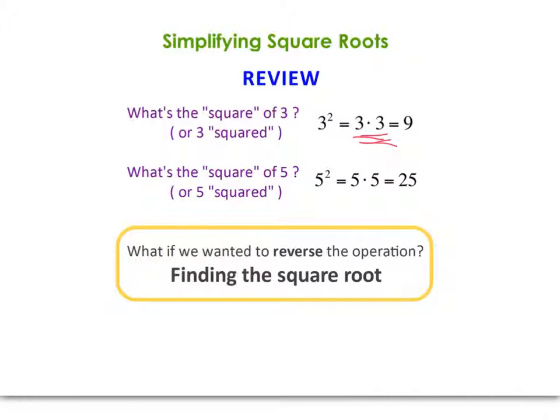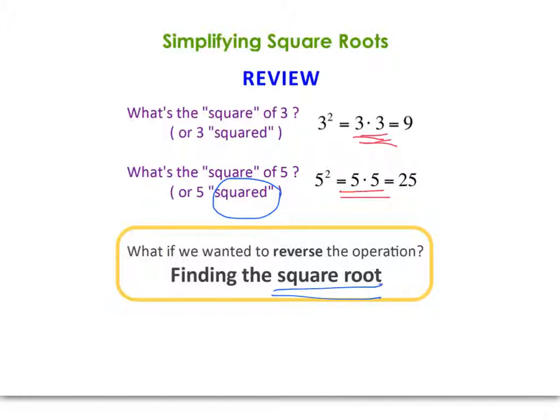Same thing, what is the square of 5, or 5 squared? 5 times 5, or writing that 5 twice, equals 25. So what if I want to find the reverse operation? What if I want the opposite of squaring something? What if I want the square root? So that's what we're going to talk about today, finding the square root.